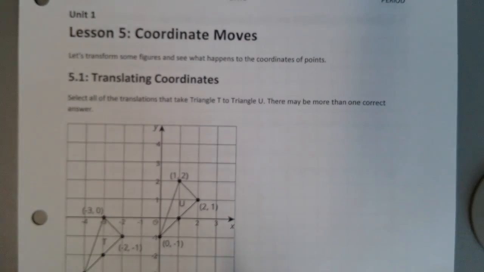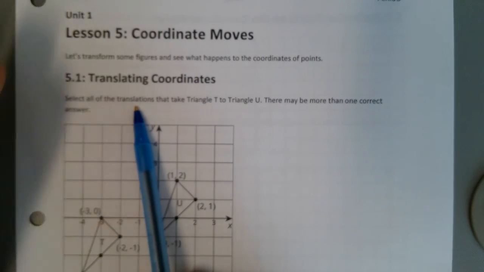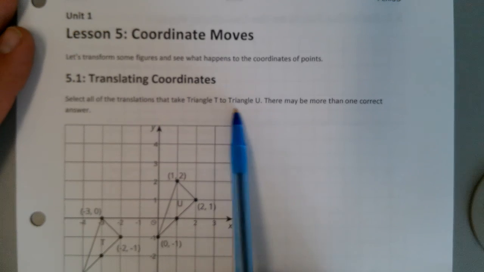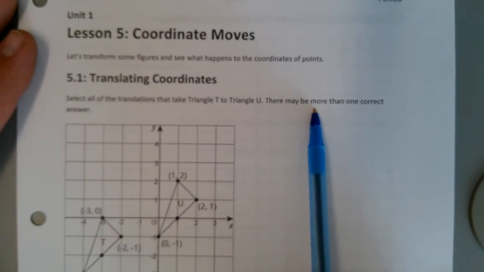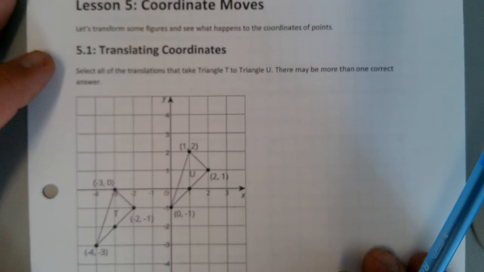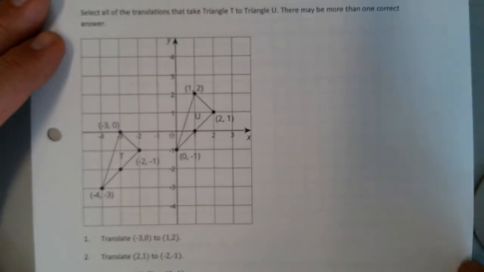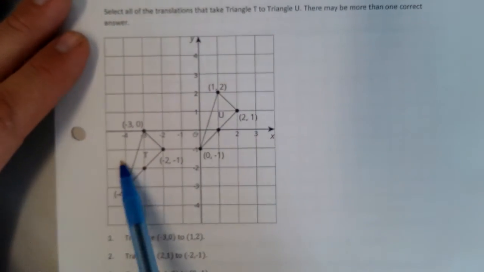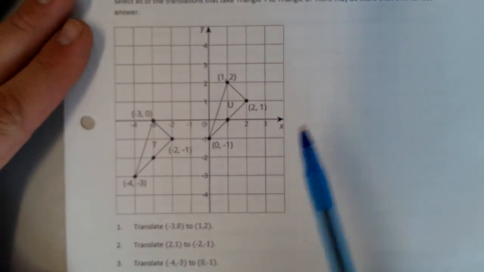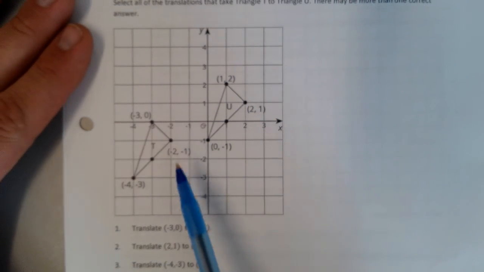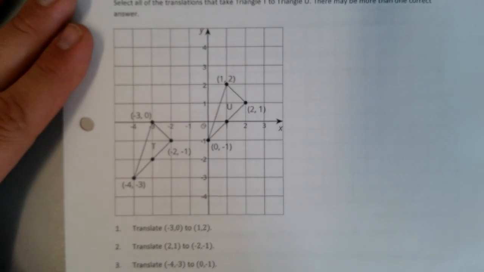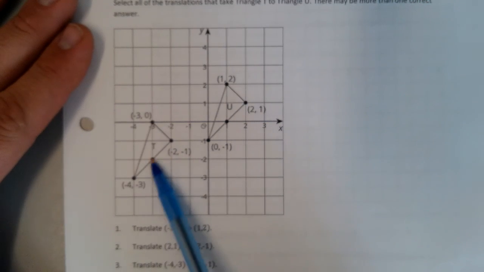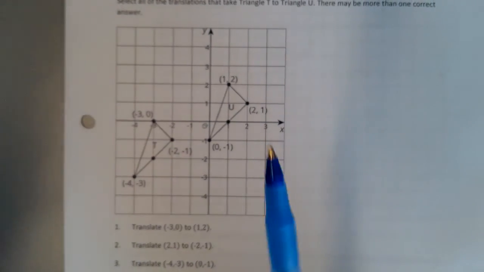The first thing that we're going to do is select all the translations that take triangle T to triangle U. There may be more than one correct answer. As we look at this coordinate plane with these graphed triangles on it, our goal is to figure out which of these four options take triangle T to triangle U.